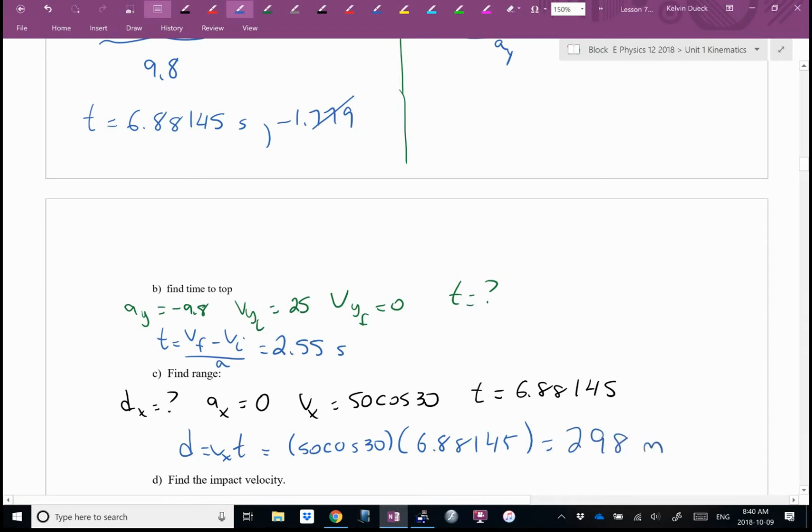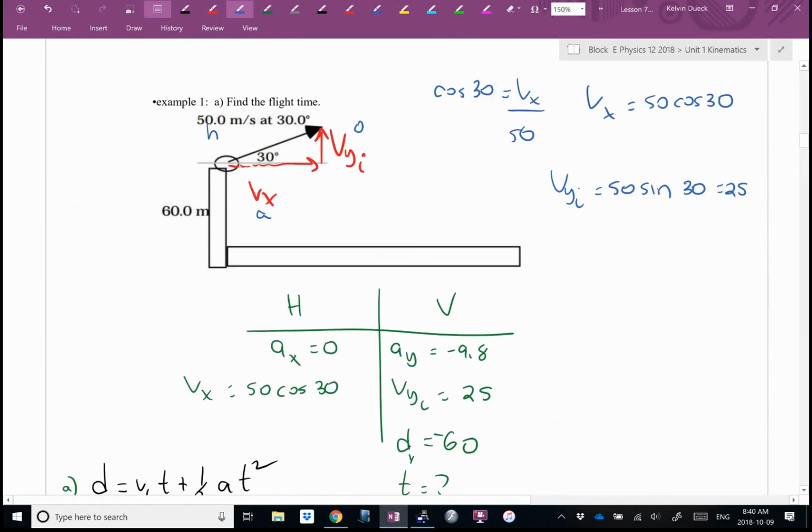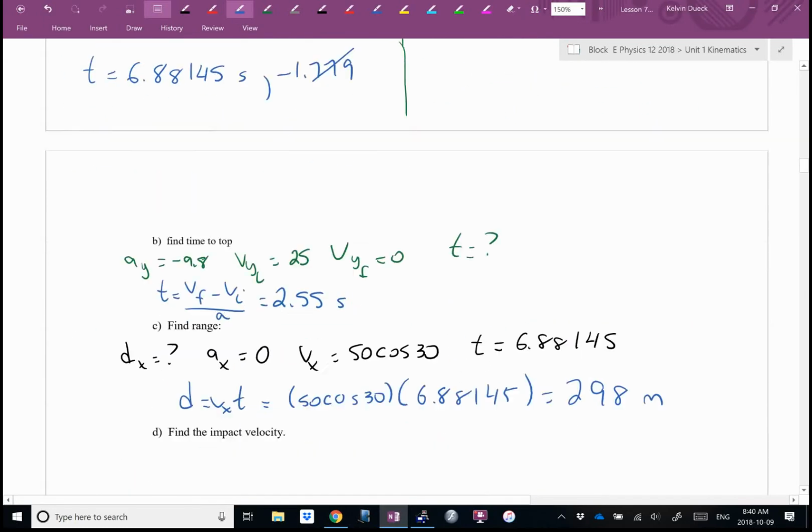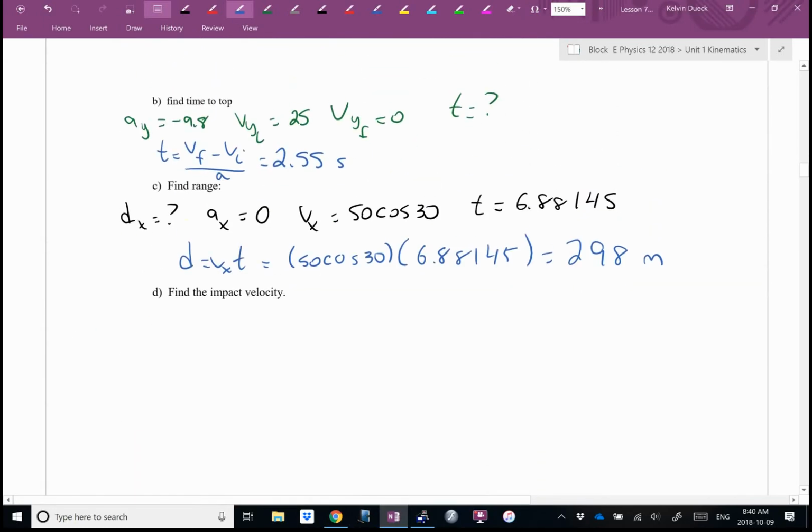So this projectile, Brian, from the cliff started 60 meters high, and it went 298 meters that way. What else can we do? Oh, you'll notice, Brian, I didn't leave much room for range. I didn't leave much room for find time to top. Brian, what's D asking me to find? Did I leave a fair bit of room for that? Okay. What's the impact velocity?